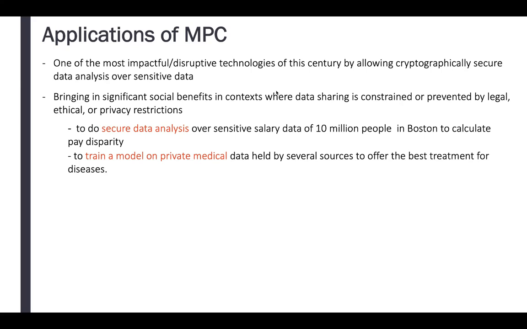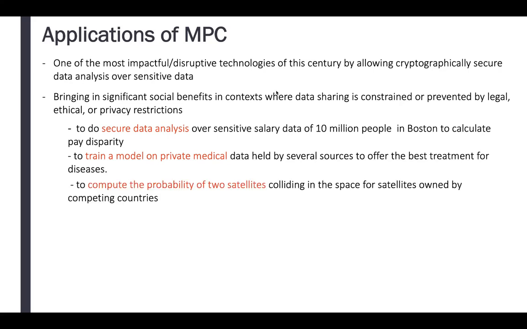Okay, and as you know that machine learning gives robust models only when you have access to huge amount of data. So the data is the nutrient for machine learning. The more data you have, the more robust model you can build. Right? Again, using MPC, we can actually build such robust model.